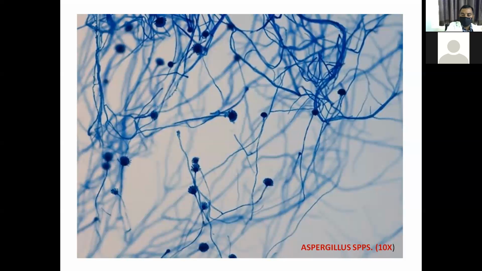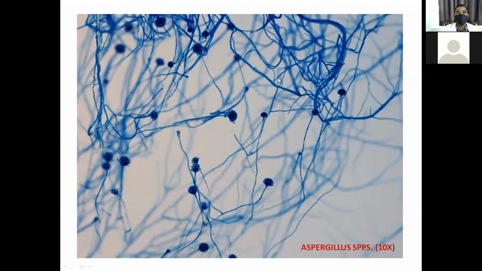Very delicately you will put that cover slip from one corner. Then you will observe first in low power. In low power you will see the whole intact structure. Once you find it and clearly observe it in low power, then you move on to high power.